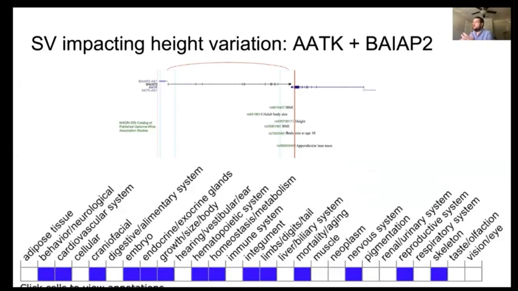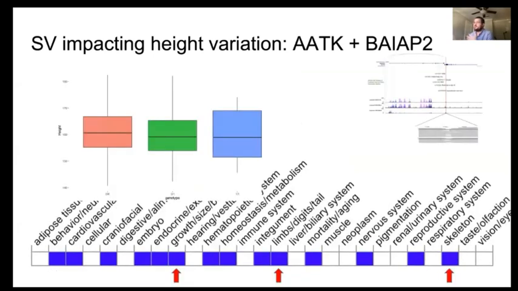AATK and BAP2 have implications across multiple phenotypes, but as I said, one of which is body weight as well. And when we stratify our data set accordingly, we see again a little bit of a trend. However, this time it's less clear because the group in red that doesn't carry this deletion overlaps with the group in blue. But if we focus on the median, the black lines here, we see a little bit of a trend. It's nothing significant, but it was quite interesting to identify that as well.